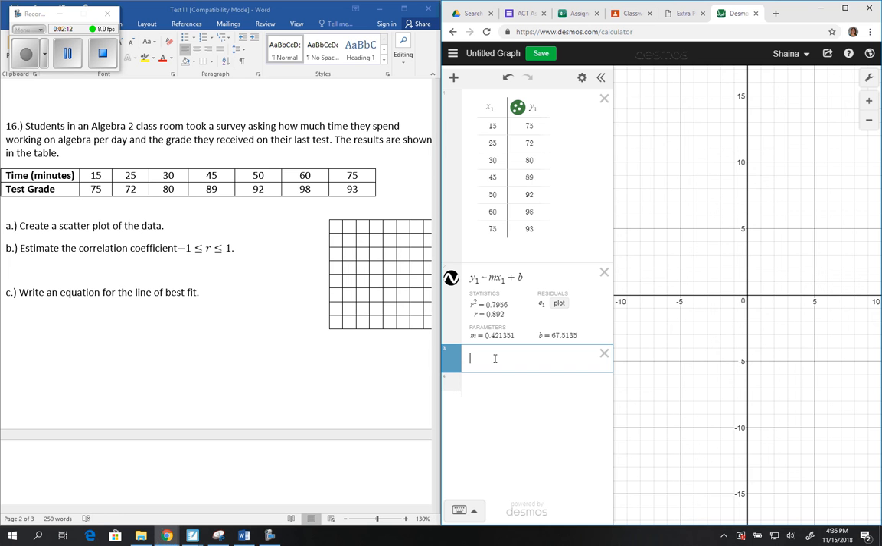So to write the equation of the line, or to write a function for the line, we would say f of x is equal to 0.421, if I round to 3 places, x plus 67.51 if I round to 2 places.